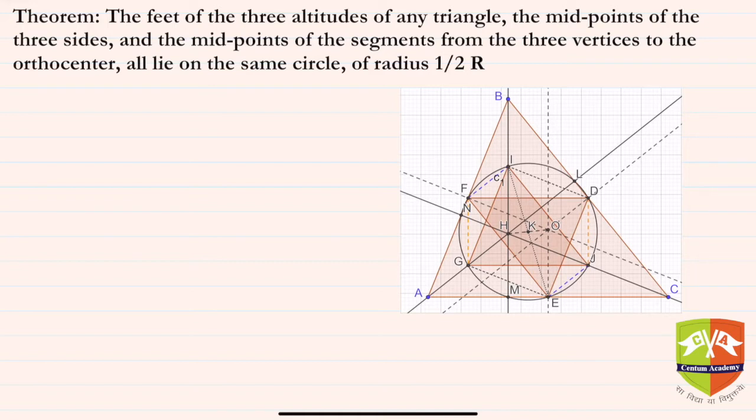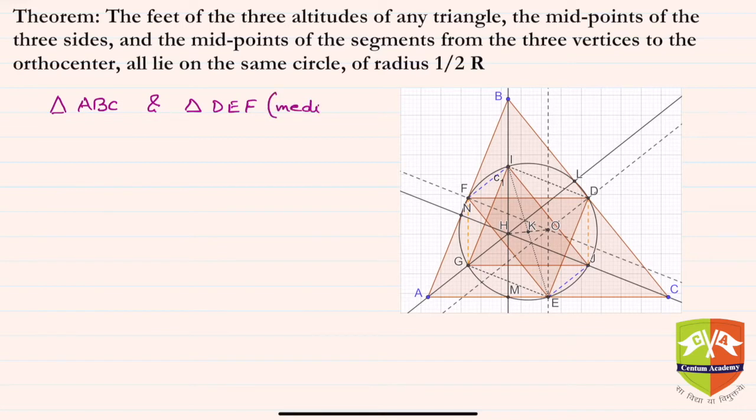Okay, so first thing to be proved over here is, let's consider triangle ABC and triangle DEF. Now, if you see, these two are similar triangles. We have proved it already, because this is a medial triangle.